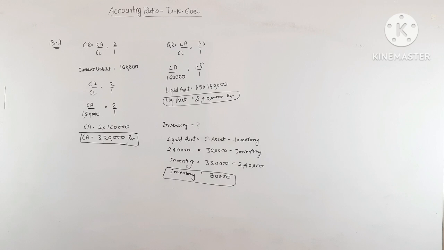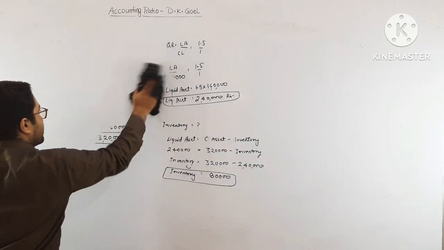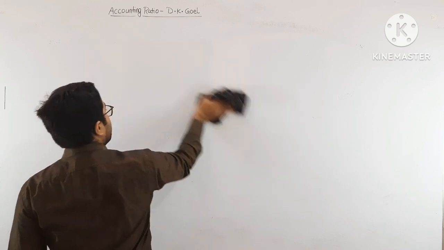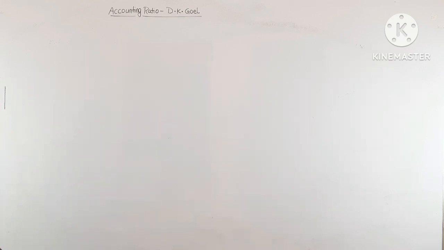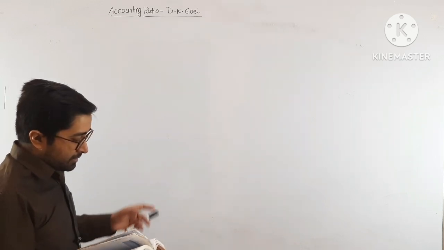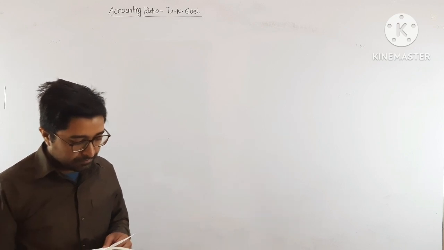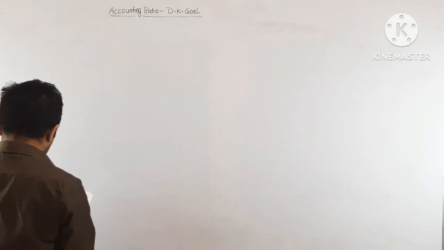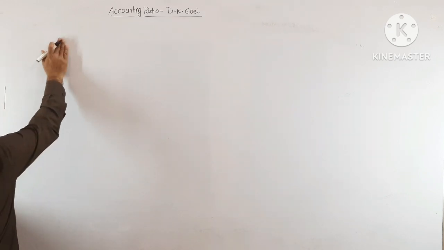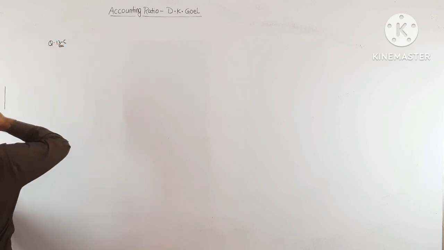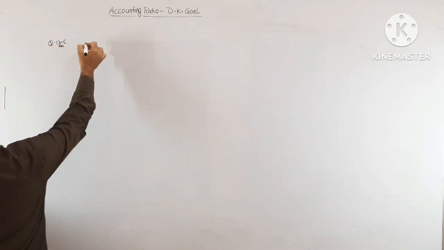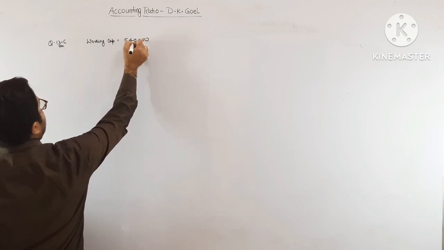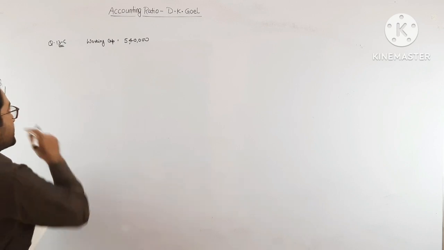Let's see question number 13C. 13B is the same as 13A, so you try it yourself. 13C is: working capital is 5,40,000, and the current ratio is 2.8:1.